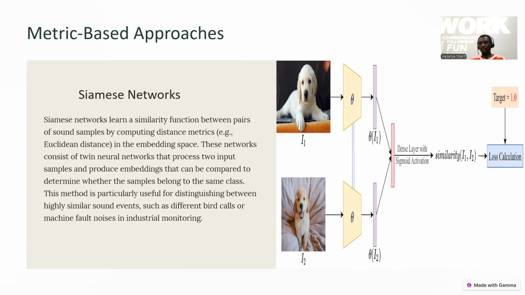For instance, if you have the wolf down and the dog up, we come up with a dense layer with the sigmoid activation, the similarity of I1 and I2, we get the loss calculation, and then we compare it with our target sound. So that's how Siamese networks work, just like conjoined twins in humanity, whereby they share everything. They are almost similar.